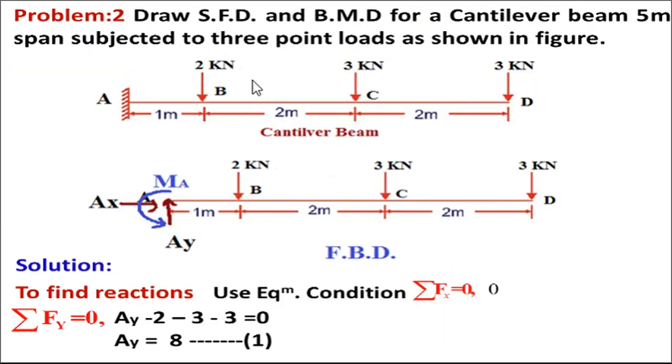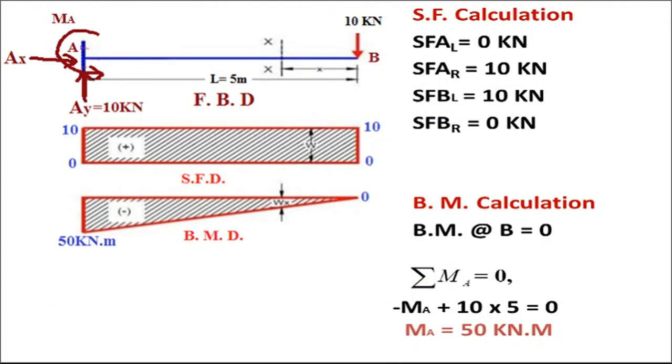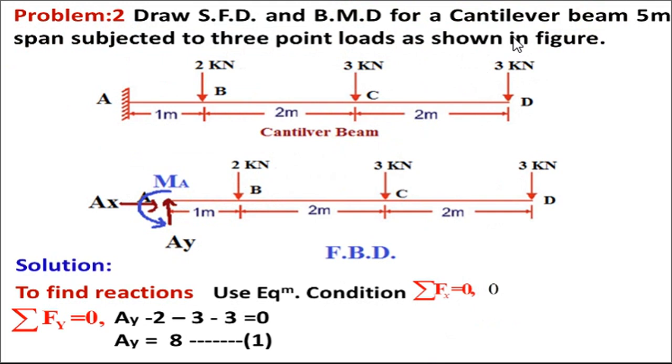Problem number 2. In the previous case I showed one point load acting at the external end. Now in this particular problem I have shown 3 point loads acting at certain intervals. Now see what the difference is. The procedure is exactly similar to the previous problem. Now at point A there are three unknowns: MA, AX, AY.